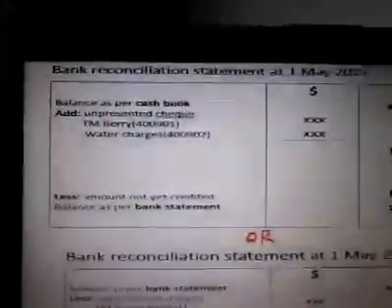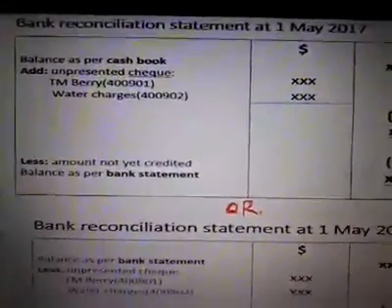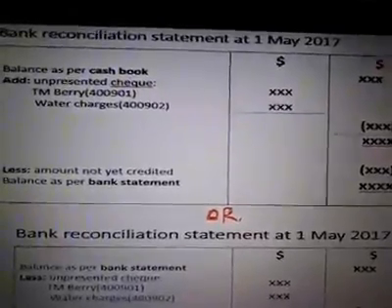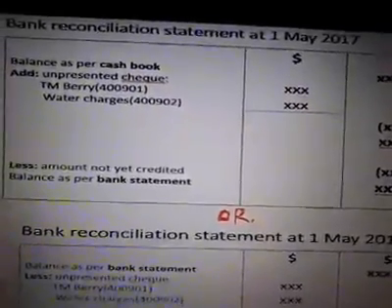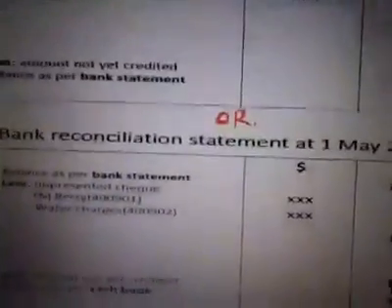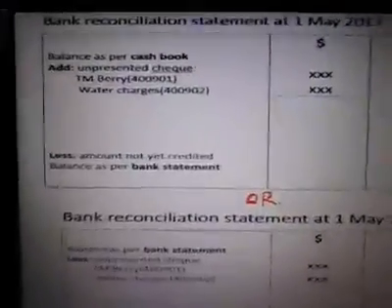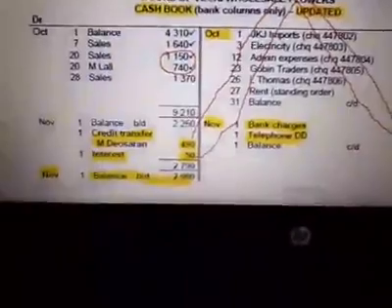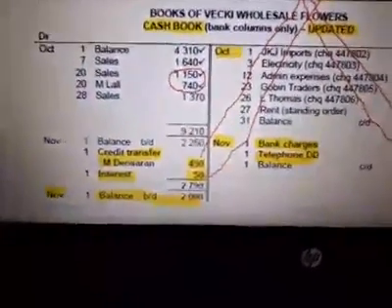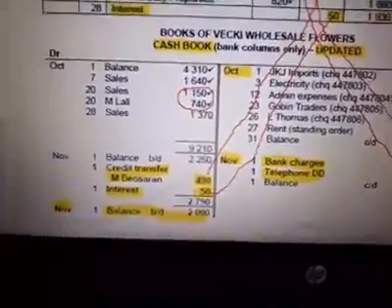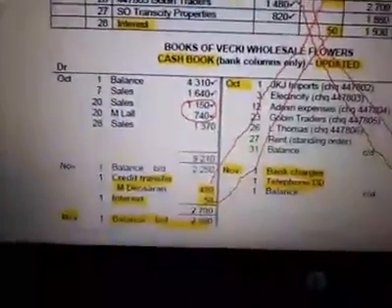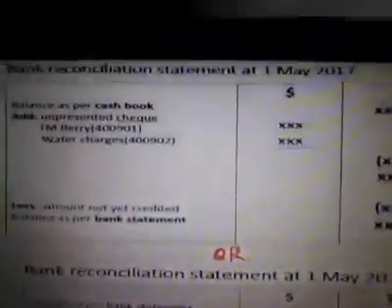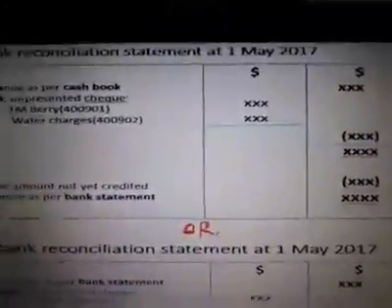So now we have compared, we have given ticks, and we have made the updated cash book. Now it is time for preparing the bank reconciliation statement. There are two ways to prepare a bank reconciliation statement. You can start with the cash book, this is one way. Another way, you can start with the bank statement. This is your choice. If you start with the cash book, in the updated cash book your last balance is 2,000, it appears as balance b/d 2,000. This amount you need to put here, balance as per cash book.